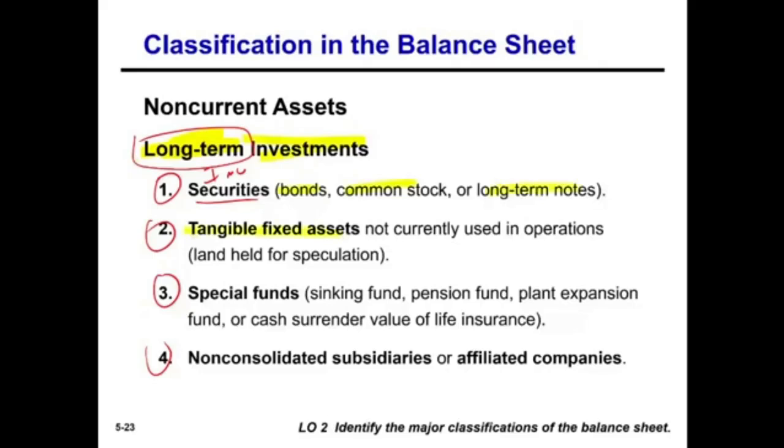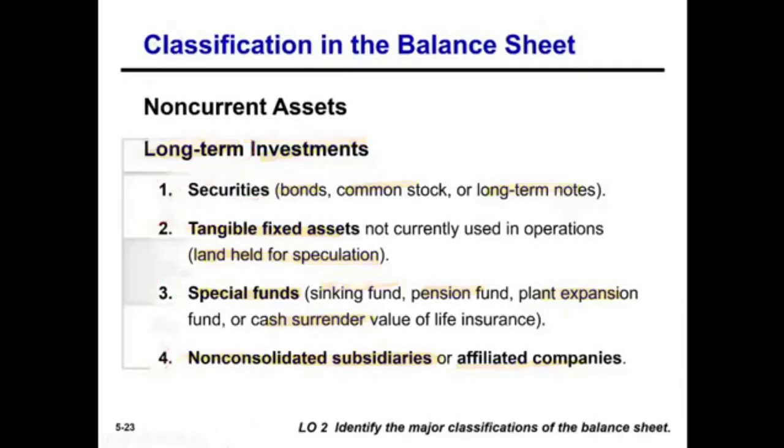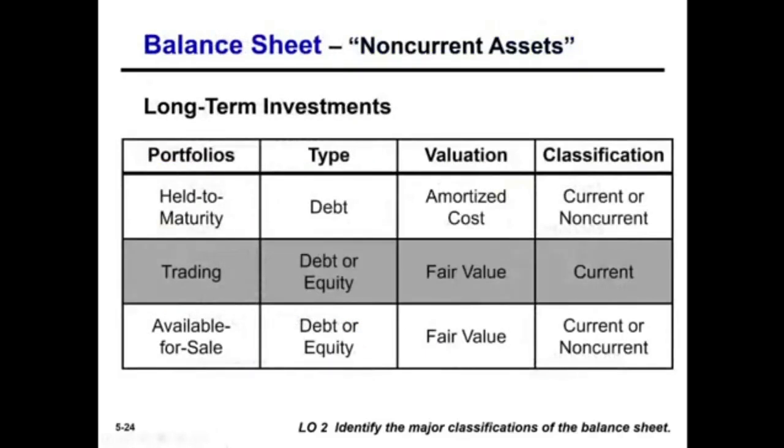We're going to have tangible fixed assets under investments, such as land held for speculation. We may have a special fund: a sinking fund, pension fund, plant expansion fund, or cash surrender value of life insurance. And sometimes we have non-consolidated subsidiaries or affiliate companies. We're not going to go through each one of those in detail, but it gives you an idea what type of assets a company could list under long-term investments.